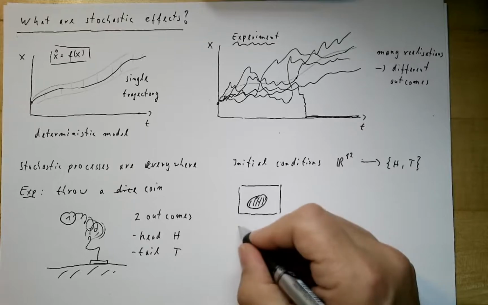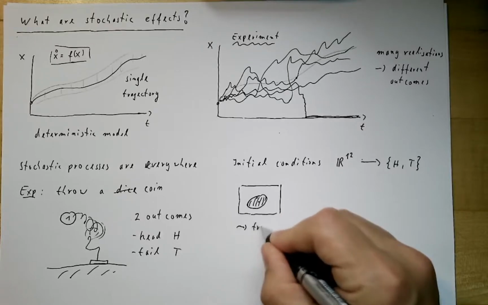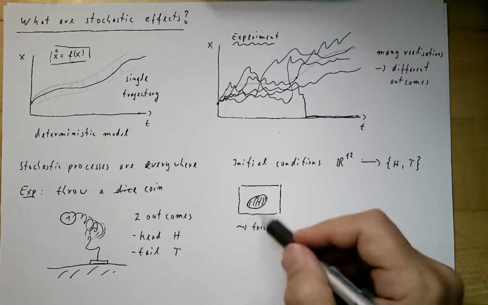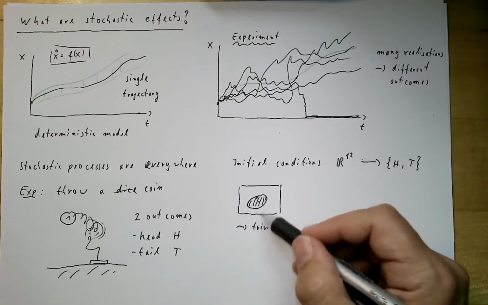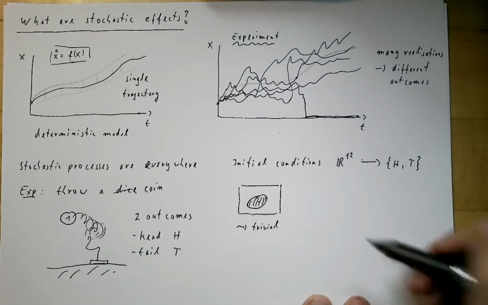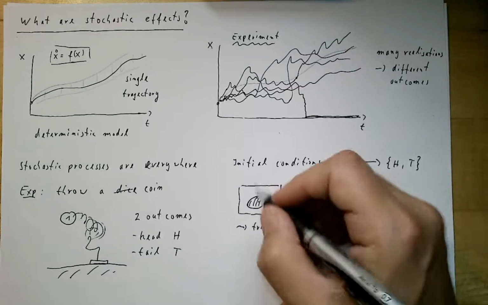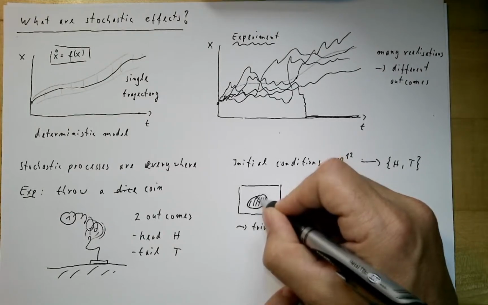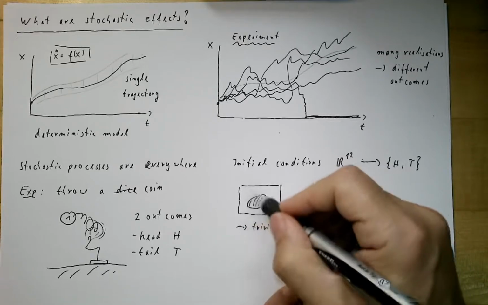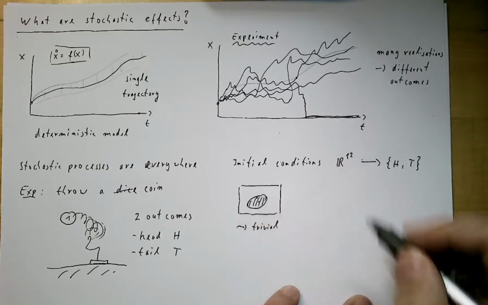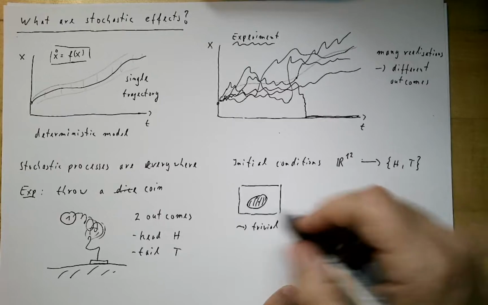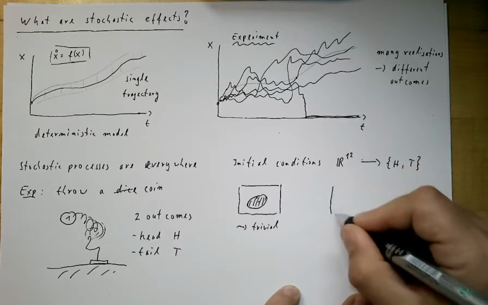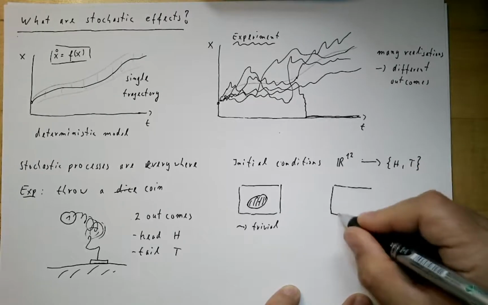So this would be a trivial example, and we could treat this as a kind of deterministic process, and only for initial conditions which are on the boundary between the black and the white area we have some problem, we don't know the outcome. But for the example of the throw of a coin, such a picture would be rather different.